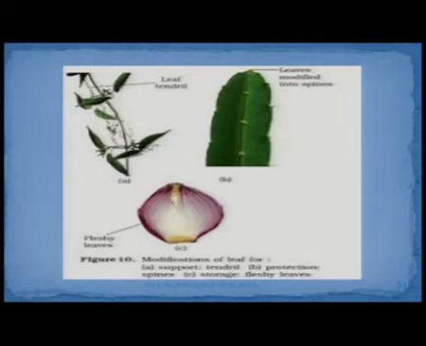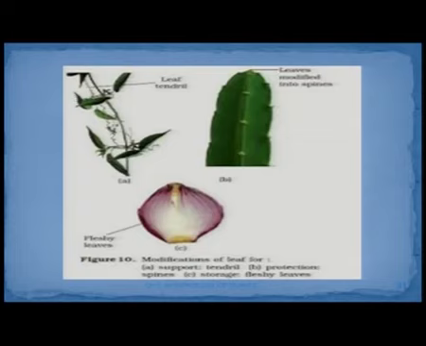Some leaves are modified to give support. We talked about climbers earlier, they are very weak plants, and in these plants tendrils are developed, and these tendrils cling to any object that is nearby and use it to climb up.